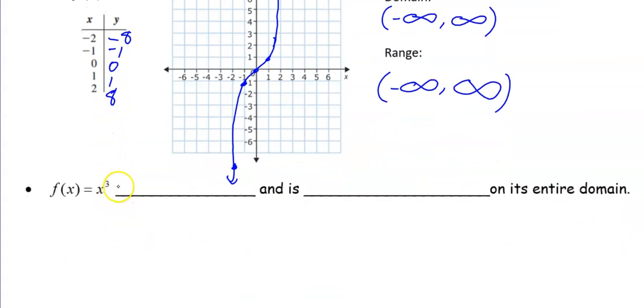So we can see again that x cubed consistently increases. It never decreases. As we read it from left to right, it's going up, up, up. It goes up a little bit slower, and it turns a little bit, but it never goes down. It always increases, and it's continuous over its entire domain. I never have to pick up my pencil to trace it.